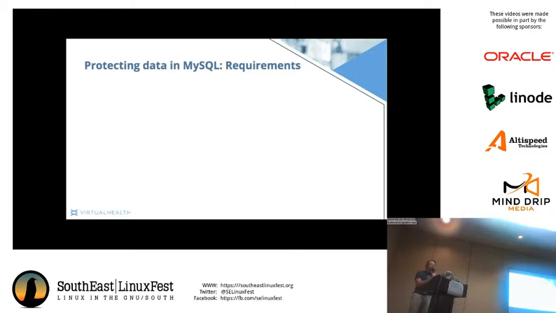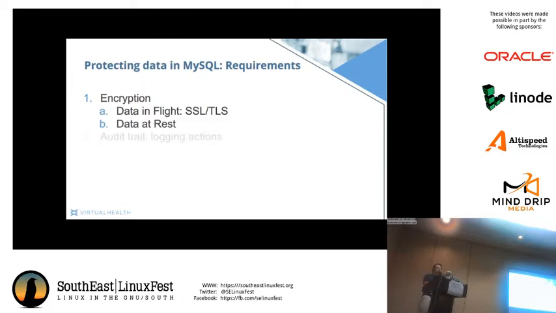So what kind of requirements do we have? This is very common, right? We have encryption for data in flight. That's the communication between client and MySQL. We have encryption for data at rest. It's basically encrypting bytes on disk. We also have this requirement for an audit trail, so we need to log every action that anyone is doing with MySQL.